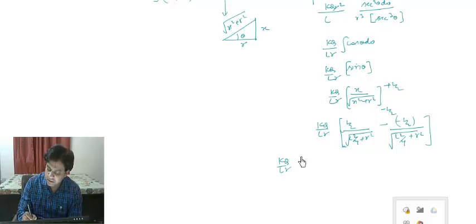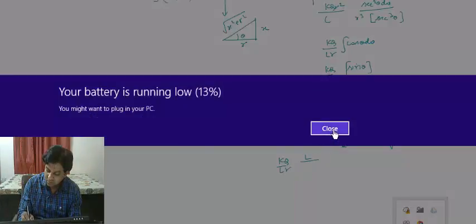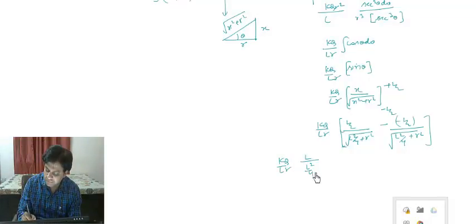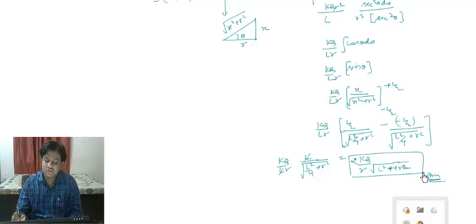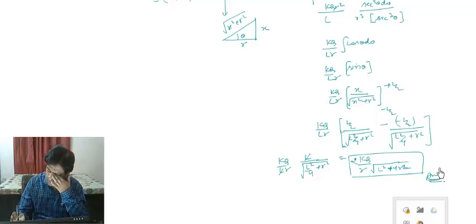I'll get kq by LR and L upon the root of L square by 4 plus R square. So if I cancel this L by L, then what I'll get is kq by R. I can even take 4 as an LCM and make it in the numerator. So what I'll get is the root of L square plus 4R square, and this will be my answer. So this result has to be remembered. It is better if you remember this result.